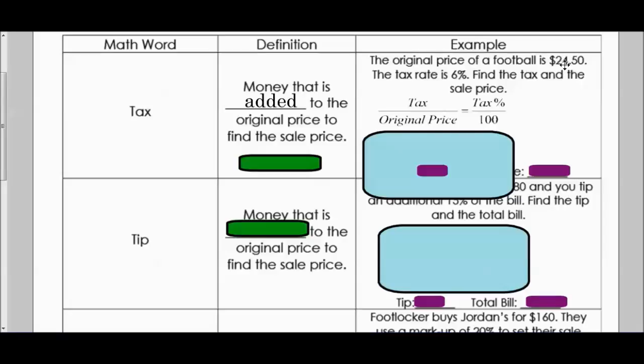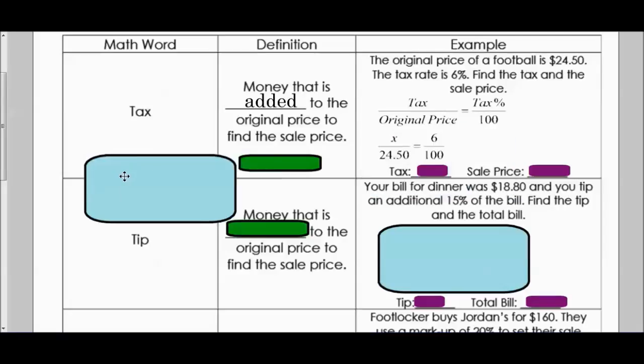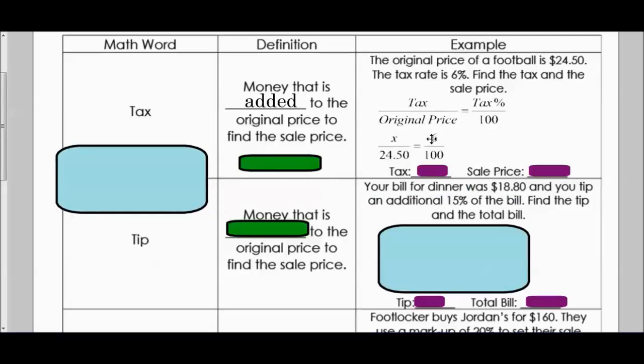The original price is $24.50, and the tax rate or percent is 6%. We cross multiply 6 times 24.5, and then we divide by 100, and our tax is $1.47. You always want to make sure that makes sense. If you got something like $147, or anything over that in general, that's just not going to be really reasonable for a tax or a tip or a discount especially. So here we're just finding the tax.